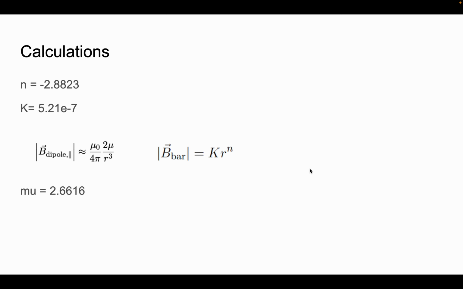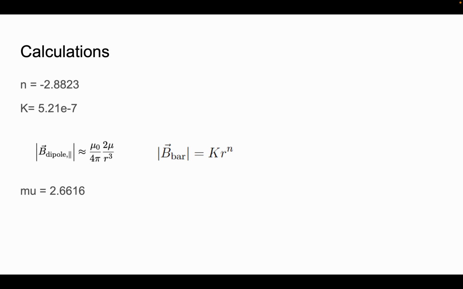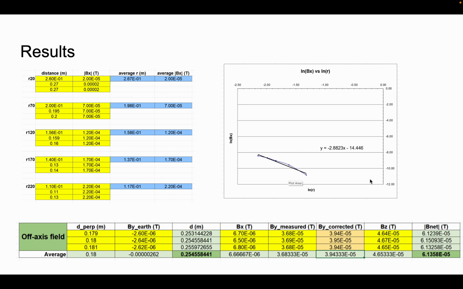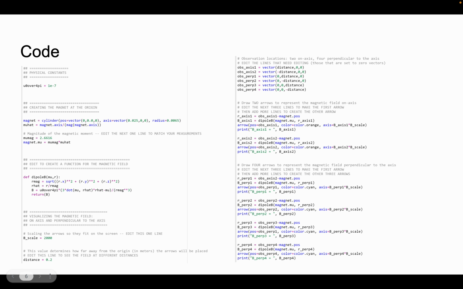And so using this data, we were able to calculate n, which is equal to the slope, and k, where the natural log of k is equal to the y-intercept. Using this k and n from the distance-dependent formula, we can equate that to the formula for the magnitude of the magnetic field along a parallel dipole, and used that to find mu. And so mu ended up being 2.66 for this experiment.